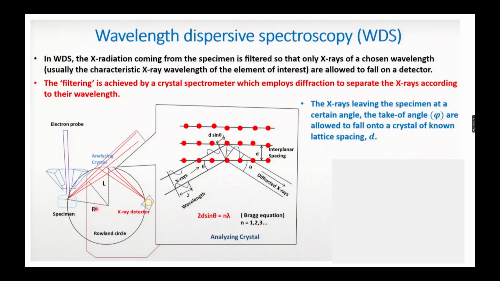So actually in WDS, the X radiation coming from the specimen is filtered so that only X-rays of a chosen wavelength pass. So there is a filter, so only X-rays of a chosen wavelength, not all the wavelengths. Usually the characteristic X-ray wavelength of the element of interest, not the continuous one, is allowed to fall on a detector.